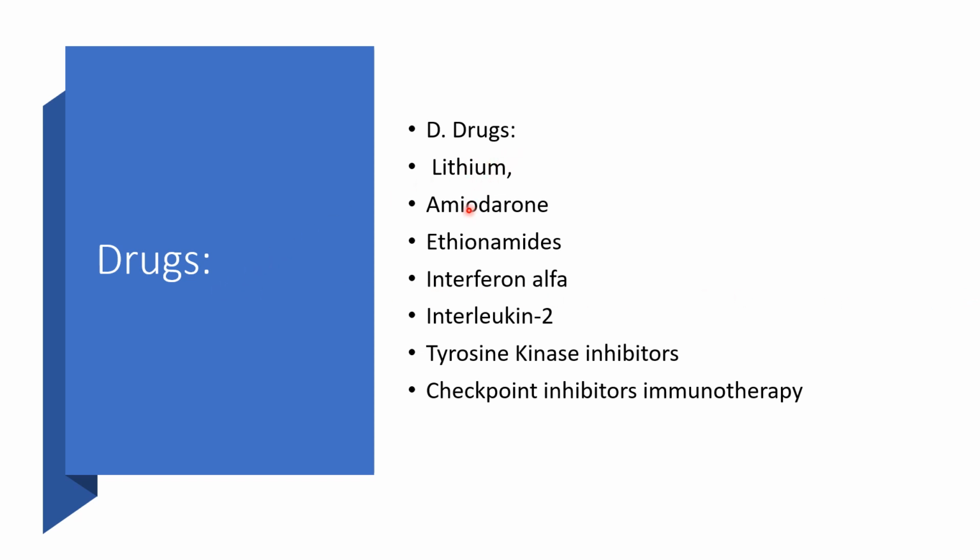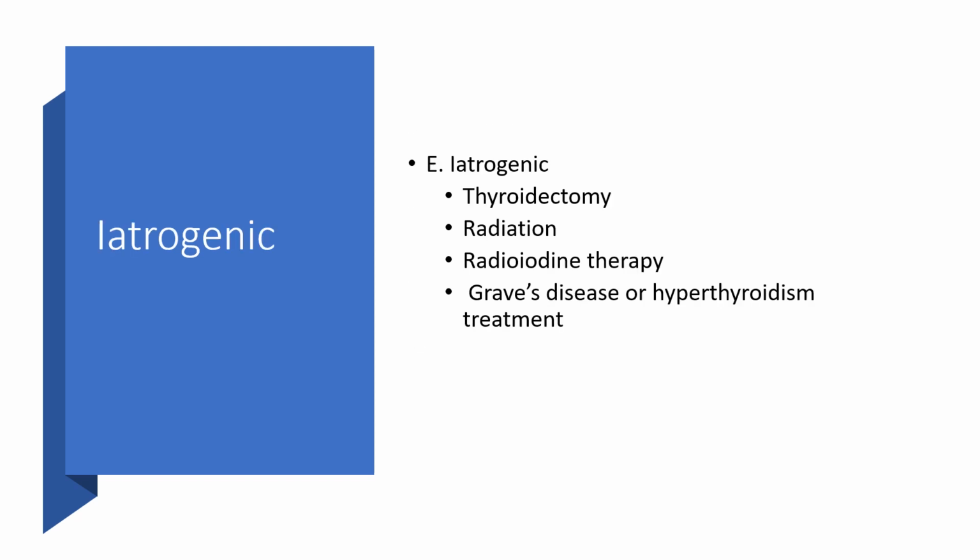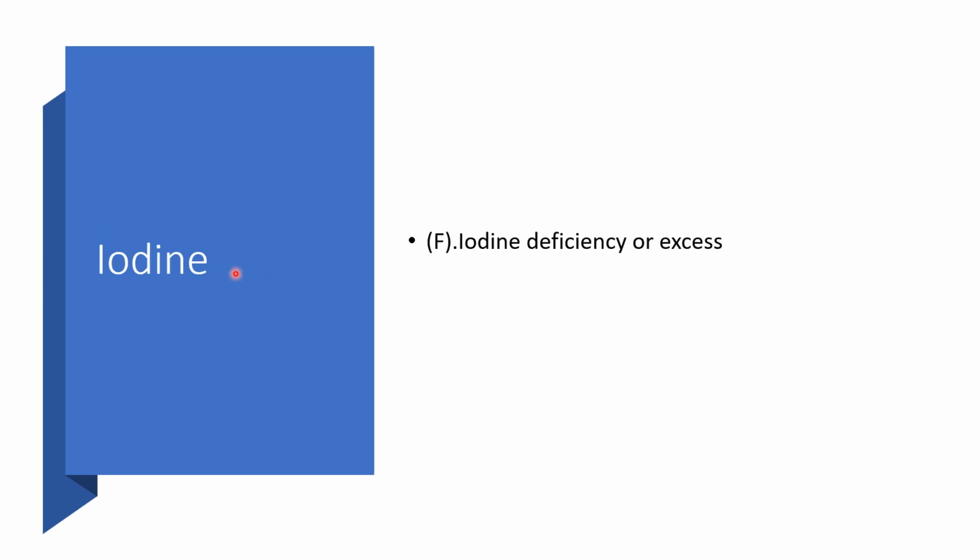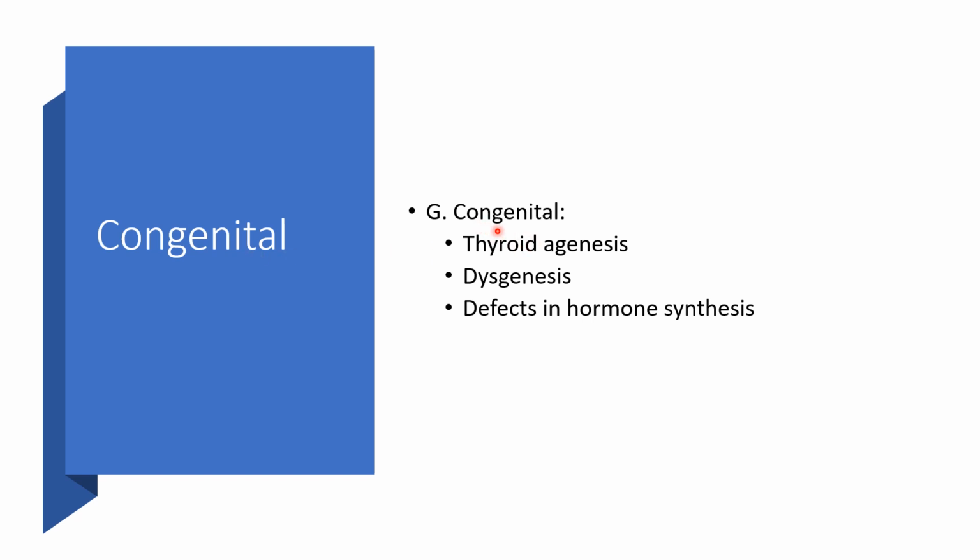Drugs like lithium, amiodarone, ethionamide, interferon alpha, interleukin-2, tyrosine kinase inhibitors, and the checkpoint inhibitor immunotherapy. Iatrogenic: we can cause hypothyroidism because we are helping, like thyroidectomy, radiation therapy, radioiodine therapy, or Graves' disease or hyperthyroidism that is taking treatment to lower the thyroid hormone level. All this could lead to hypothyroidism. Iodine: iodine deficiency or excess could be the culprit. Congenital: congenital hypothyroidism that may be as a result of thyroid agenesis or dysgenesis or defects in hormone synthesis.